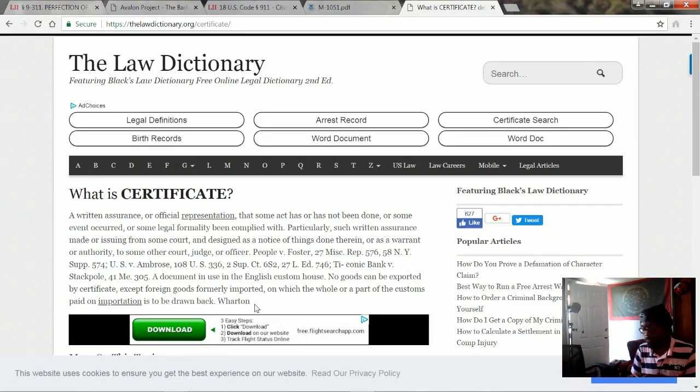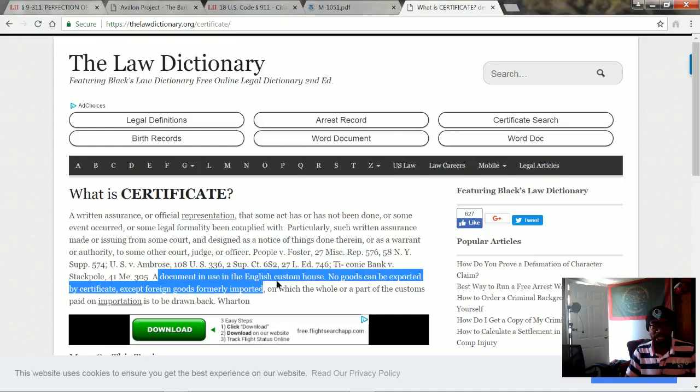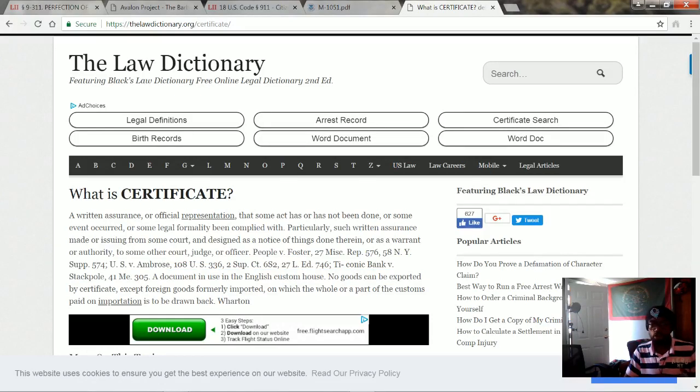Let me break that down for y'all, because everything tells you the truth. Look at this. A document in use in the English custom house, no goods can be exported by certificate except foreign goods formally imported on which the whole or part of the customs paid on importation is to be drawn back.